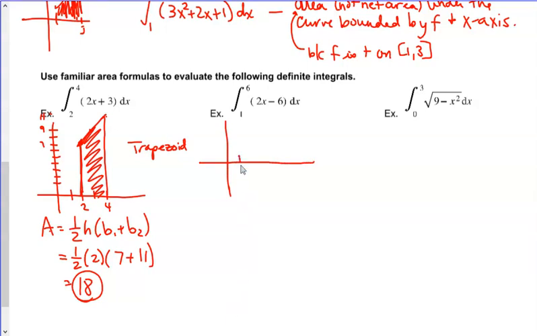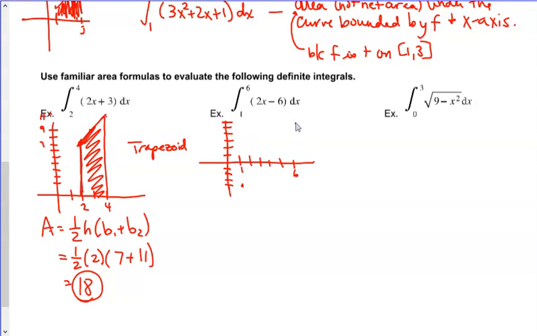Again, we're going to go from 1 to 6. 1, 2, 3, 4, 5, 6. So you can start at 1 and go to 6. You can graph each of the points. You can start down at negative 4 and go up 2 and over 1. If I plug 6 in there, 6 times 2 is 12 minus 6, that gives me a value of 6.